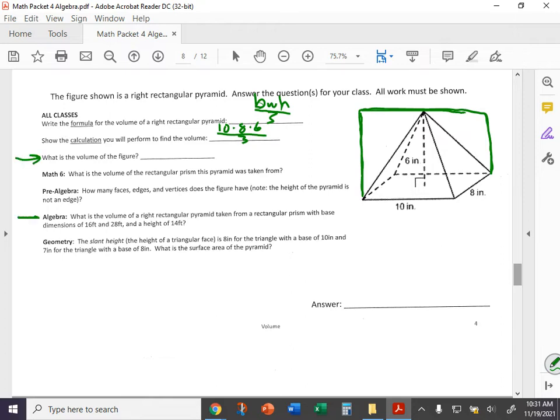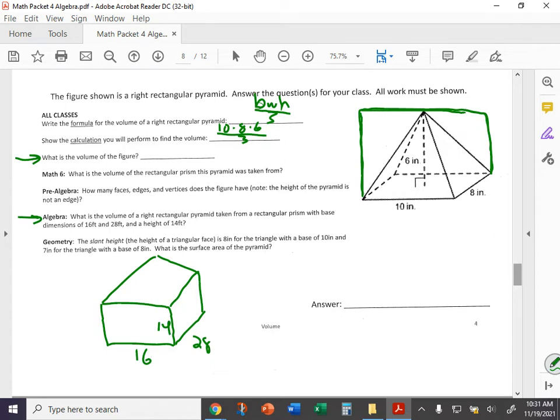Your question for algebra then, what is the volume of a right rectangular pyramid taken from a rectangular prism with base dimensions of 16, 28, and 14? So maybe I can draw a better rectangular prism. I don't already have a pyramid there. It kind of looks like this. Should I go all the way? Like that, like that. Yeah, that's not so bad. Anyway, so we have 16 and 28 as our bases and a height of 14.